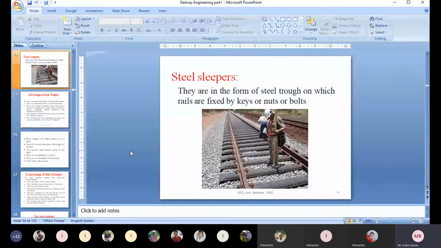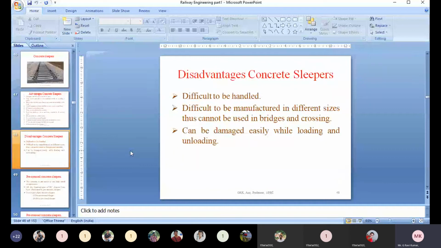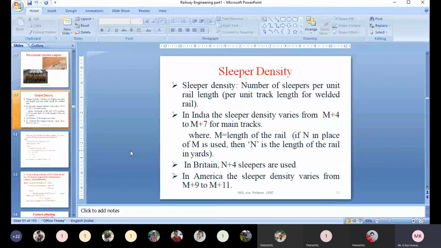And in yesterday's session, we also discussed sleeper density. This is the most important topic in the design of a railway track, sleeper density. Sleeper density is nothing but the number of sleepers to be placed for a unit length of rail. That is the important one. And one more thing, sleeper density along with sleeper spacing is also most important.